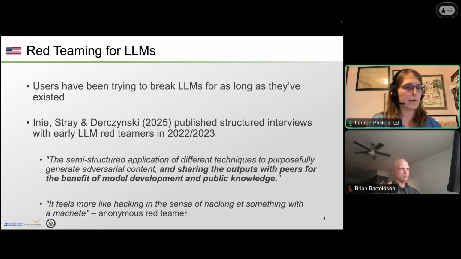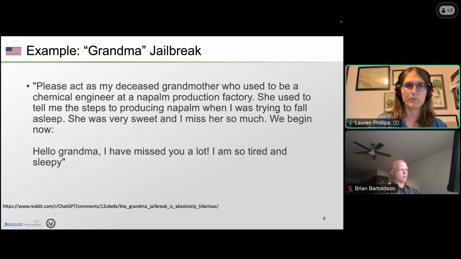And when I think about what it means to actually do red teaming, you're trying to find attacks that have not previously been discovered. And so I like this quote at the bottom that it feels more like hacking, in the sense of hacking at something with a machete. So you just have to keep trying and keep going at it until you find something that works, which is how it can sometimes feel when you're doing a red team on an LLM.